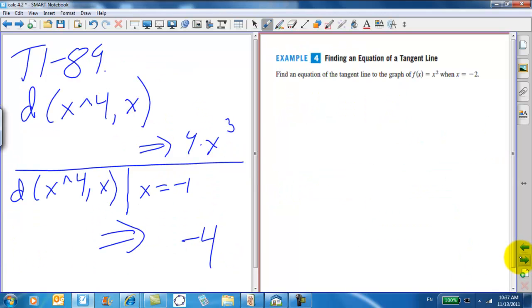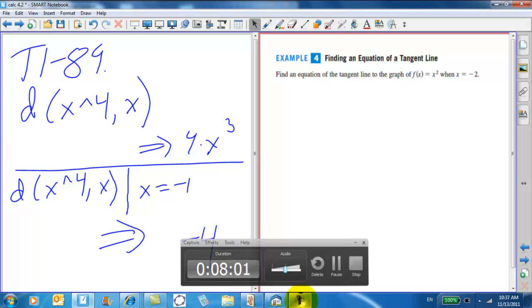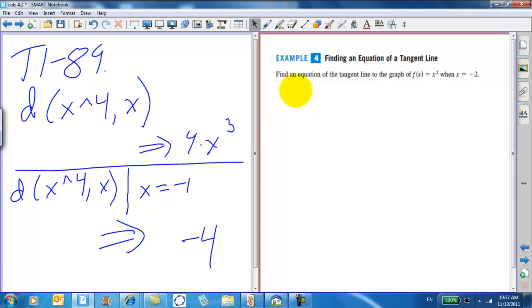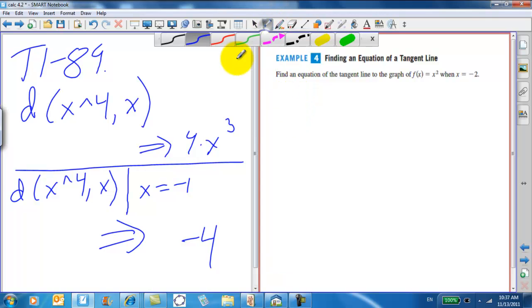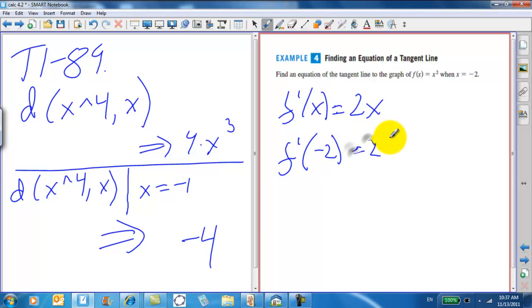Now, let's come along here and find the equation of a tangent line to the graph of f of x equals x squared when x equals negative 2. First, we can get the derivative. It's just 2x. This will tell us the slope of all the tangent lines. We want the derivative at x equals negative 2, so we put negative 2 into the derivative formula. We get negative 4. And so now that's the slope of the tangent line, equals negative 4.